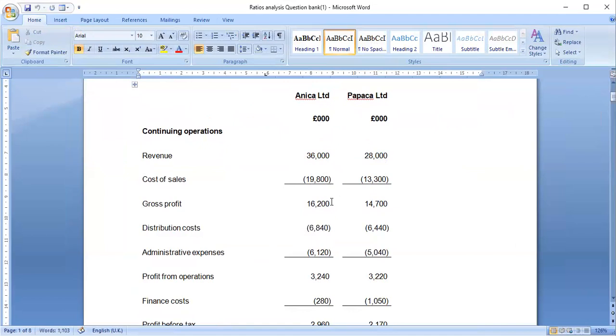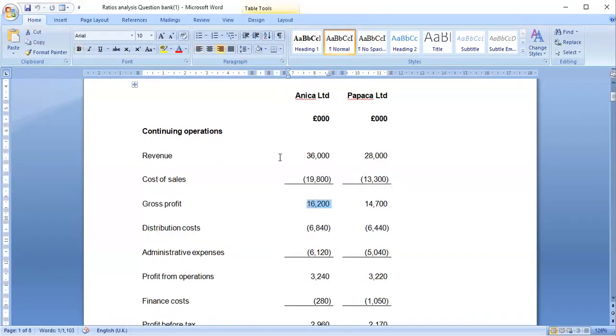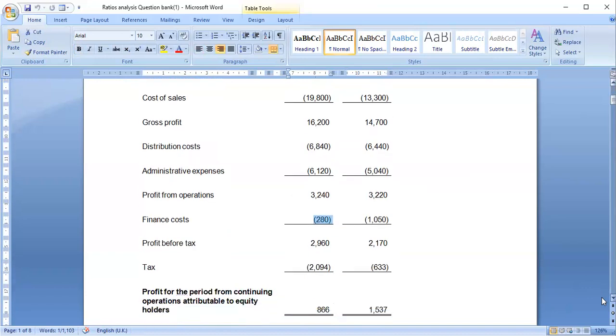So we have a revenue, and if we look at the gross profit ratio, gross profit is 16,200 divided by 36,000 times 100. Just ignore the top figure. We can look at the previous year and then calculate. We can look at the operating profit and the finance cost. All of this has been given, and we'll calculate using the ratio formulas.